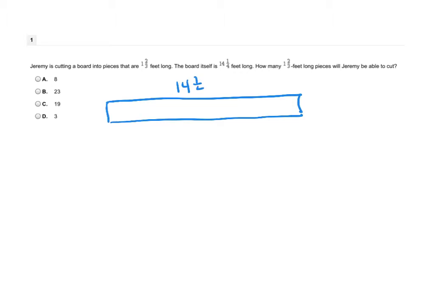Jeremy is cutting a board into pieces that are 1 2/3 feet long. The board itself is 14 1/4 feet long. How many 1 2/3 feet long pieces will Jeremy be able to cut? So if I were to sketch this picture, he has a board that's 14 1/4 feet long, and he wants to cut up pieces that are 1 2/3 long. I want to know how many of these pieces he ends up with.